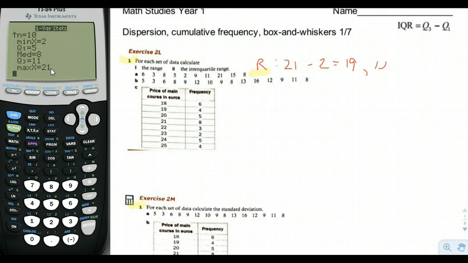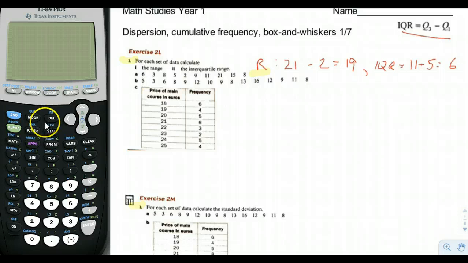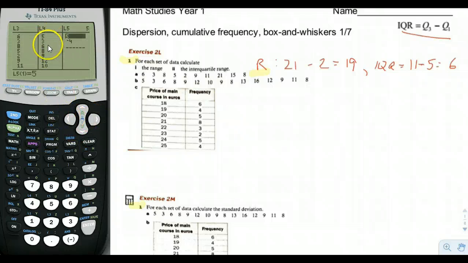And the IQR is equal to Q3 minus Q1. So Q3 is 11 and Q1 is 5, so the IQR is 6. So that is for the first distribution. The second distribution, which starts 536, let's go back into stat edit. I put this distribution into L4: 5, 3, 6, 8, 9, etc.